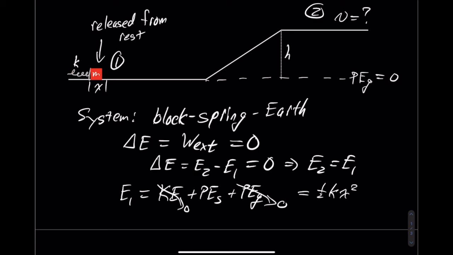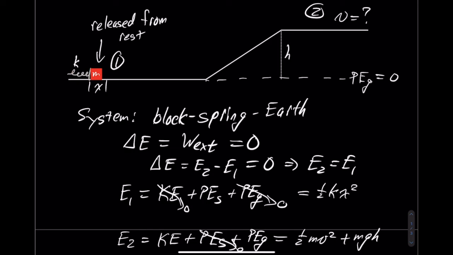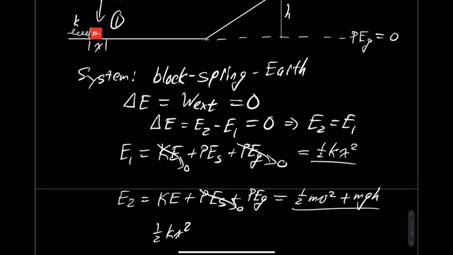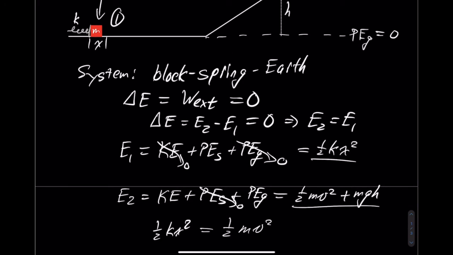And then my energy at point 2 is, well, I could write down all of the forms that are possibly involved. So kinetic energy, potential energy from the spring, and potential energy due to gravity. Now in this case, the potential energy from the spring is 0 because the block is no longer contacting the spring. And the kinetic energy is 1/2 mv squared, and the potential energy due to gravity is mgh. Right, so now E1 is equal to E2, so I can set those two sides equal to each other. So I've got 1/2 kx squared is equal to 1/2 mv squared plus mgh.